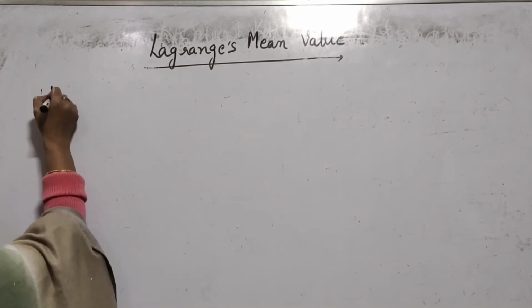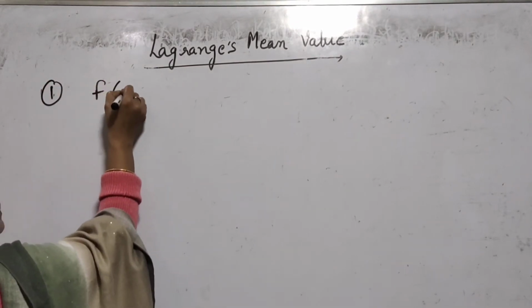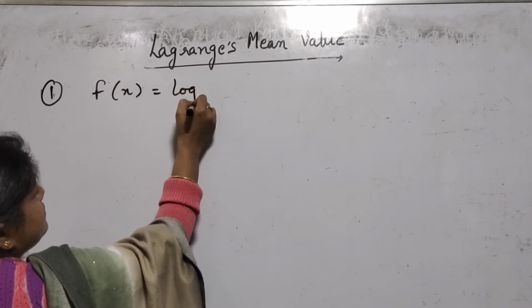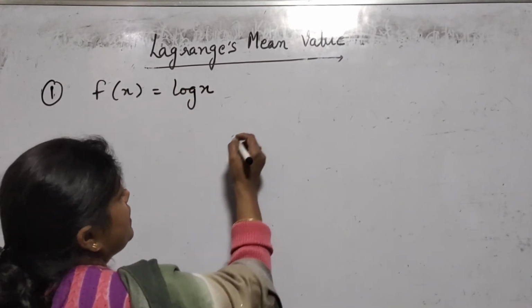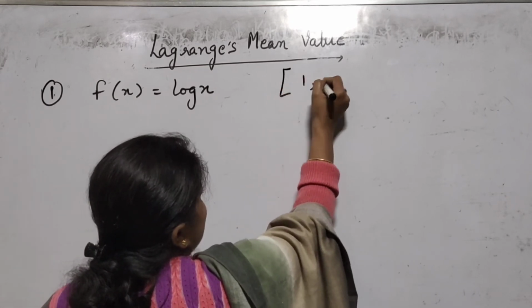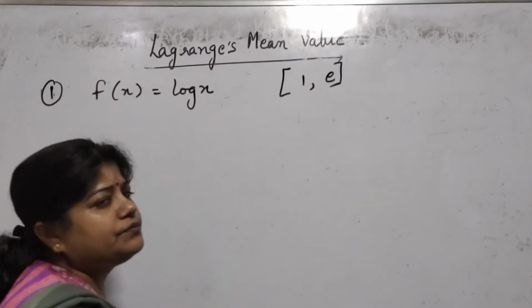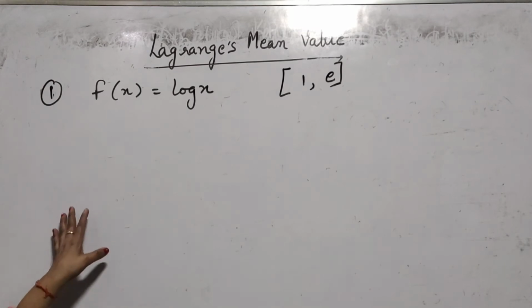Now there is one more question. f(x) is equal to log x, and we have to verify the Lagrange mean value theorem for this function. The interval lies between 1 to e. Then how will you solve this type of question?